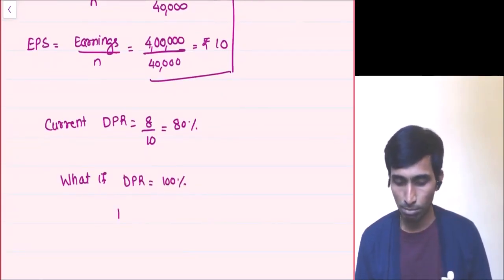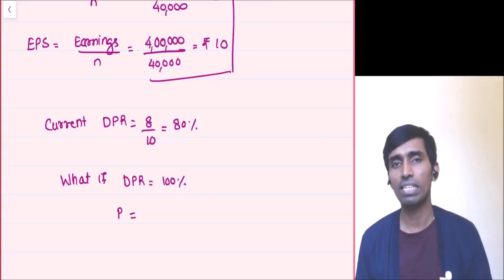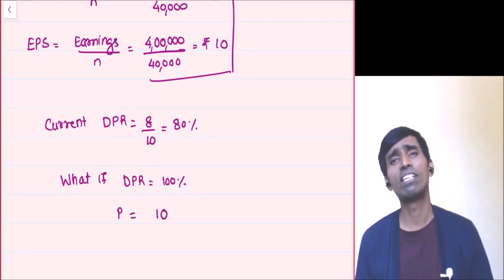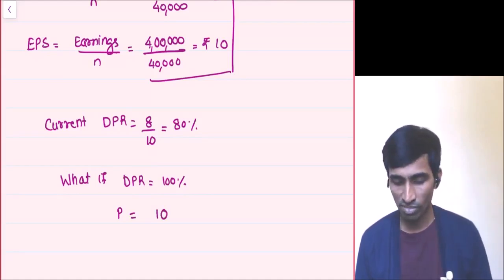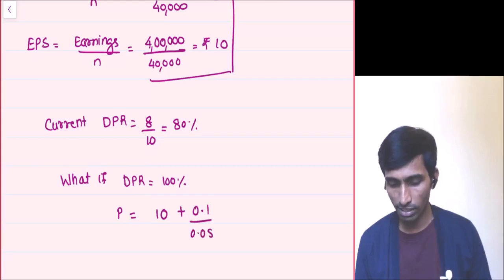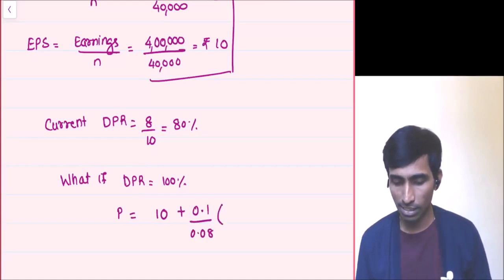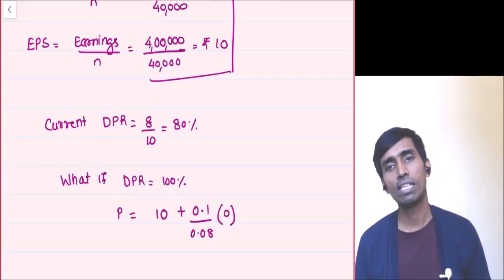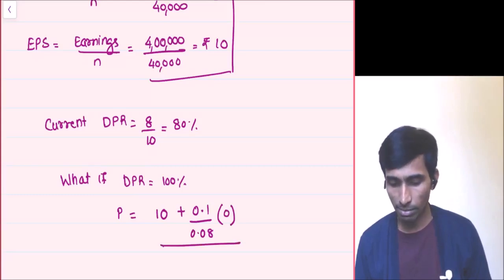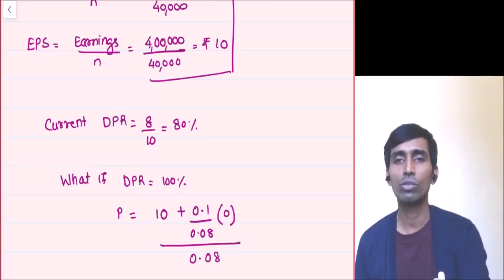So P is equal to, I'm not writing the formula again. 100% I'll pay dividend, means my dividend is full earnings, that is 10, plus 0.1 divided by 0.08 into earnings 10 minus dividend 10. So ultimately this becomes 0, and that is divided by 0.08.